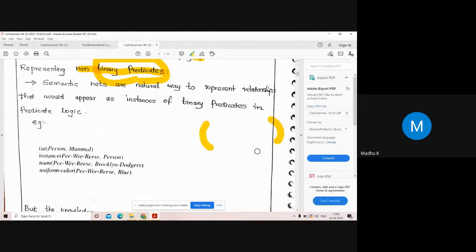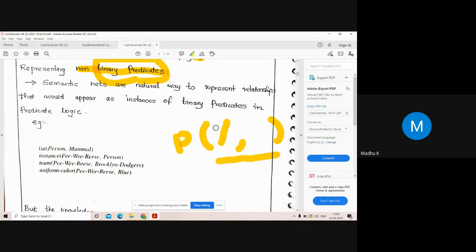Inside the bracket, we will place symbols. Okay, there is a predicate. Outside, there is a predicate, and inside there are symbols. If there are only two symbols inside, then it is called a binary predicate. It is easy to represent binary predicates using a semantic network because there will be two. Try to understand that concept.